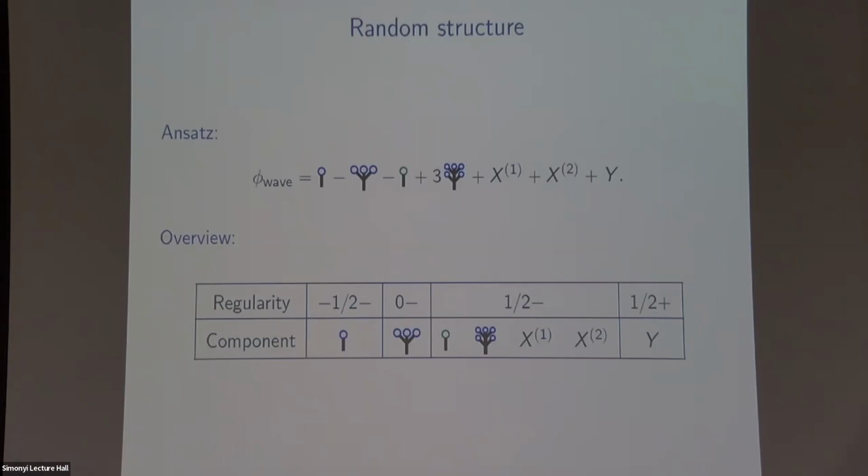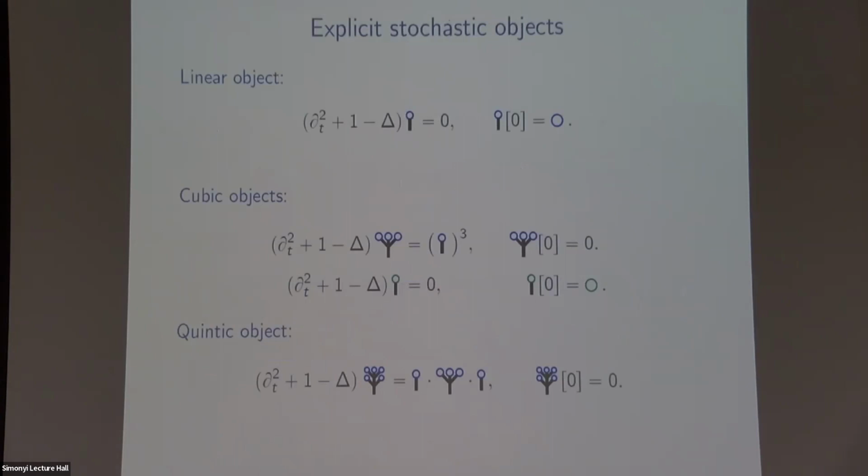Okay, so let's talk a little bit about what all of these objects are. The first four are explicit stochastic objects. Okay, I'll tell you about the definition, but I don't expect you to remember it after this, right? What I really want you to take away is that they're explicit, meaning that I do not have to solve a fixed point argument for them.